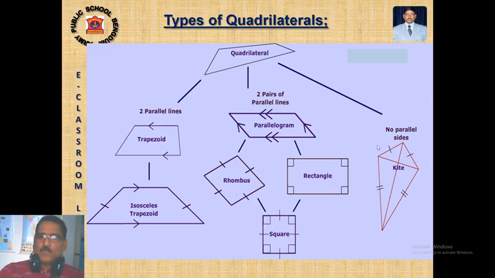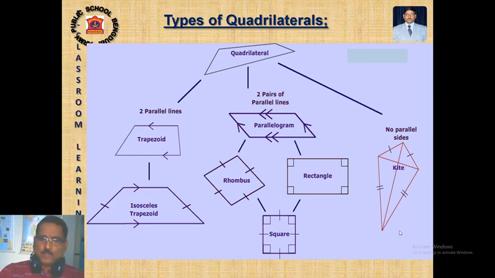Clear? Now, when no parallel sides are there, this figure is called a kite. Two pairs of adjacent sides are equal, this and this, and this and this. The opposite angles are not all equal, only this pair of opposite angles is equal. Diagonals are not equal, but perpendicular to each other, and one diagonal is bisected. Clear? One diagonal is bisected.